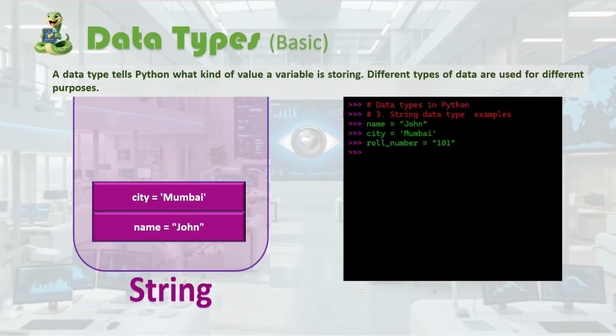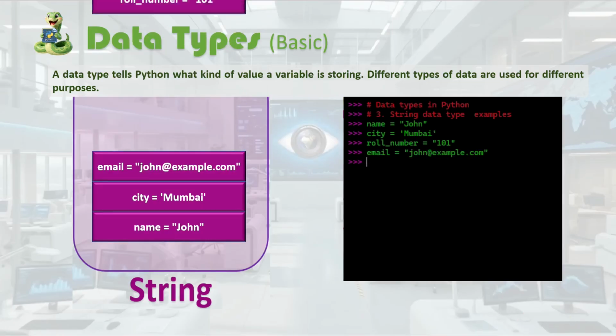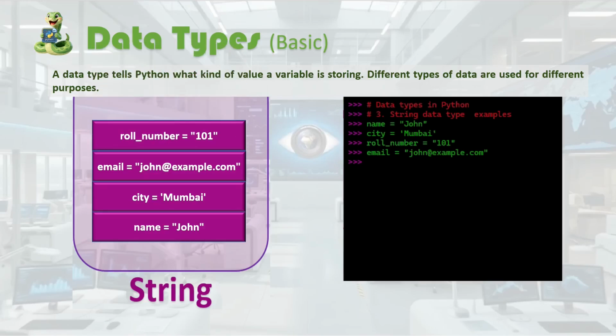Let's look at a few more examples, such as email equals john@example.com and roll_number equals 101. Although 101 looks like a number, it's enclosed in quotes, so Python considers it a string.